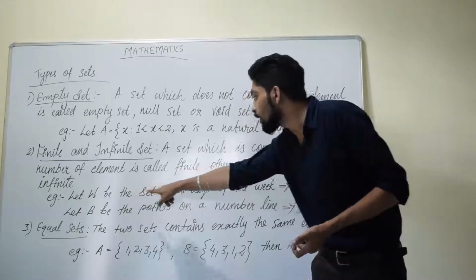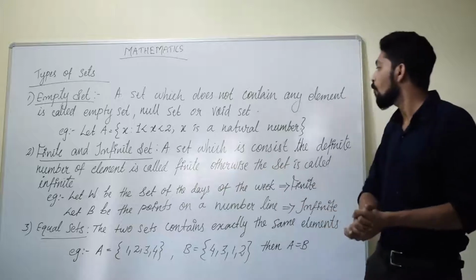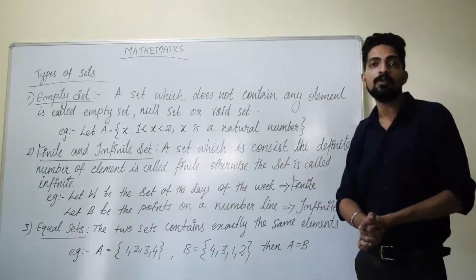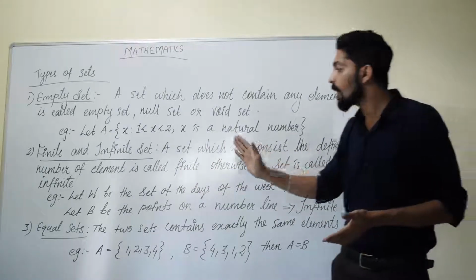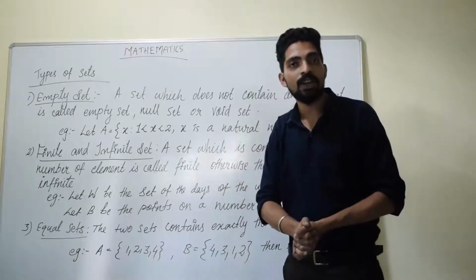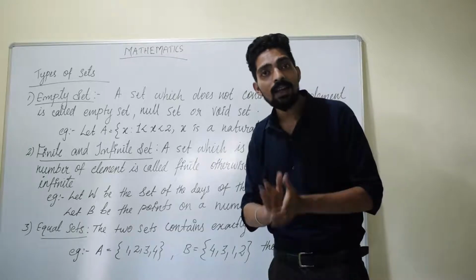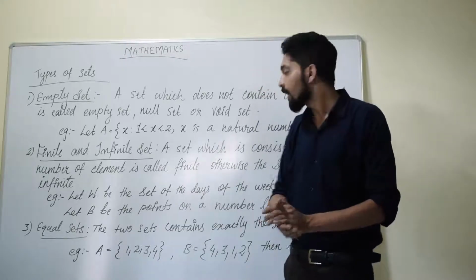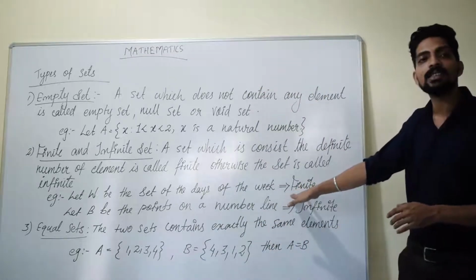Let W be the set of the days of a week. There are 7 days in a week, and we can write the days' names also. That is why it is a finite set.